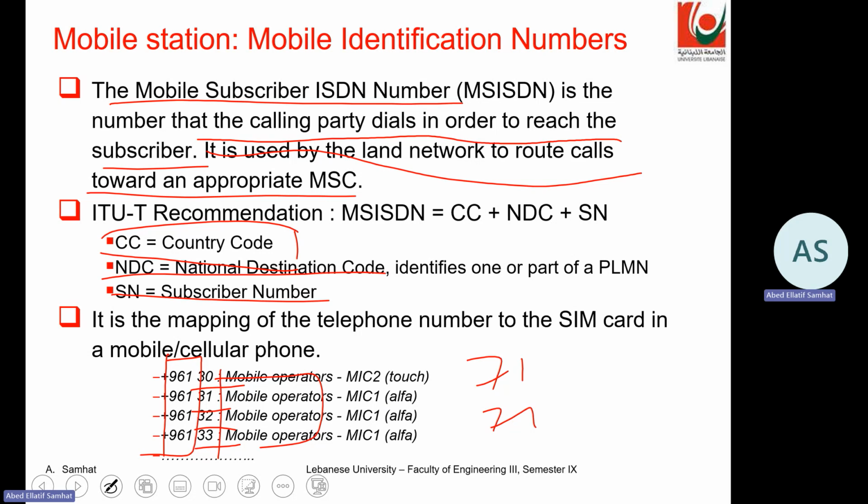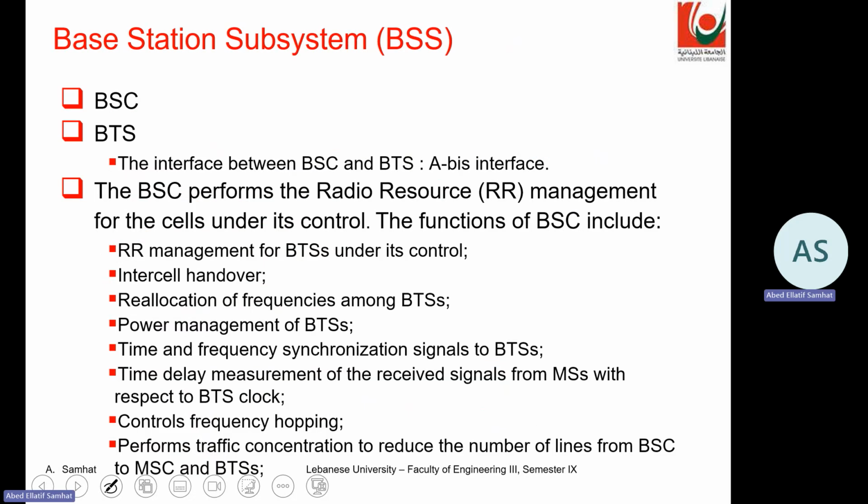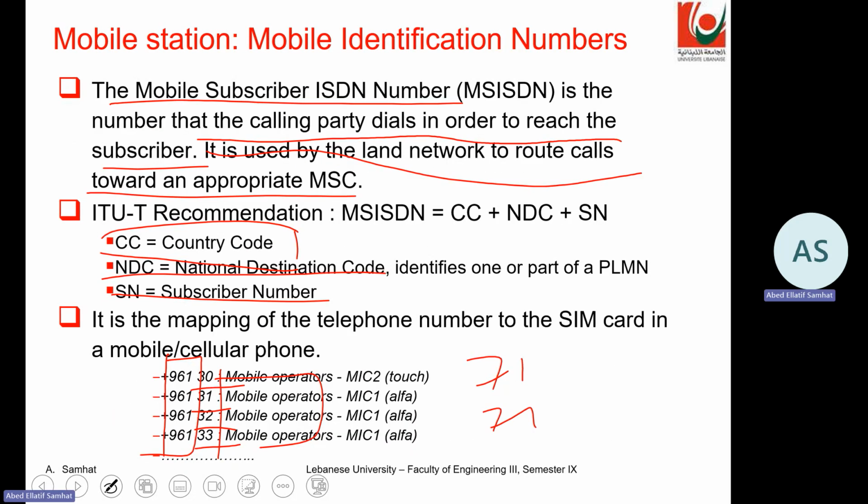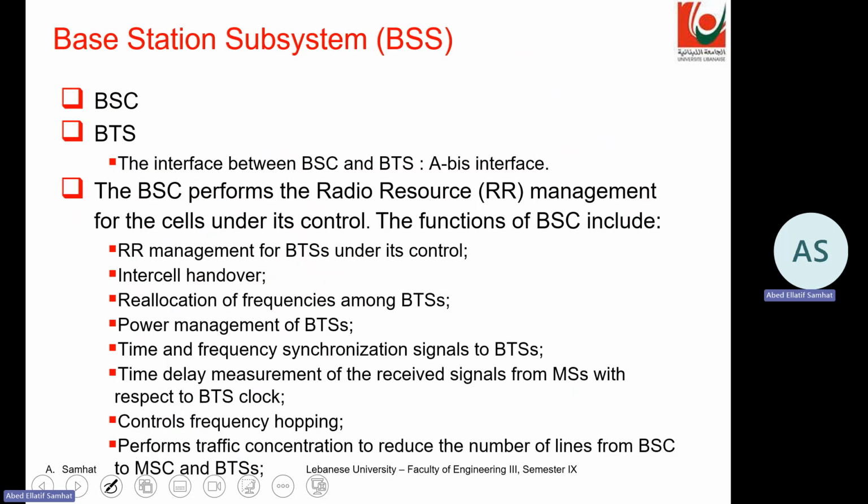It's very important for you to understand the difference between those three numbers. Those three numbers are used to offer the services over the mobile data network. I hope that it's clear for you. We can move now to the base station subsystem.